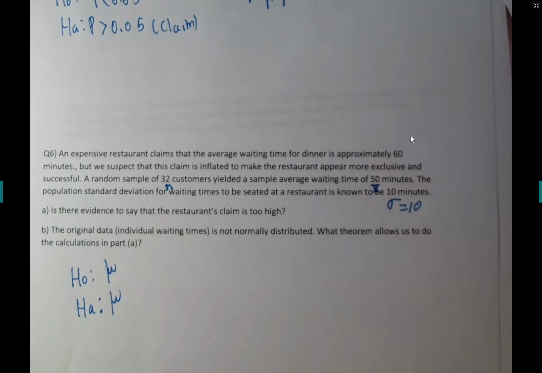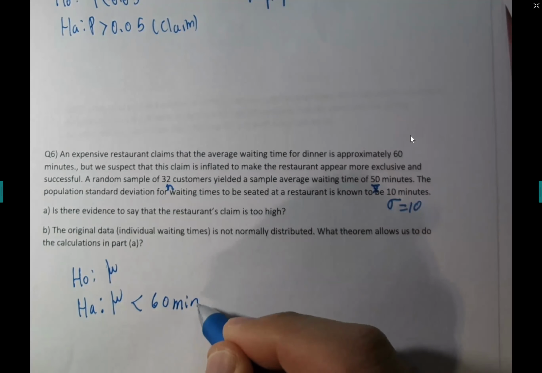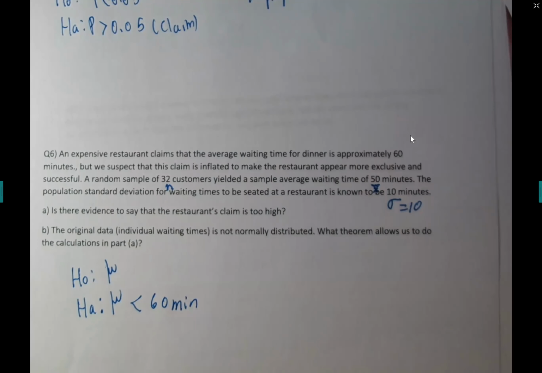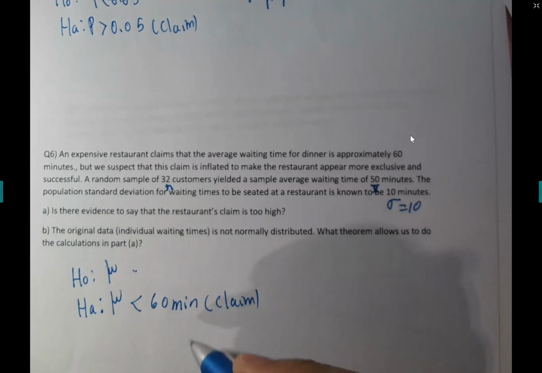So less than. Exactly. But it says approximately. No, I mean, we can never be exact on time. That's why we put the word approximately. I see your point, but it doesn't change anything. They're telling us it's 60. We tell them, no, I think you're inflating this. It's less than 60 minutes. And that's our claim, guys. It's not the restaurant's claim. The restaurant's claim is in the null. Our claim is what we suspect.